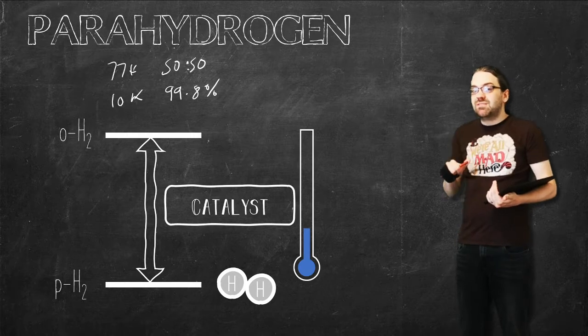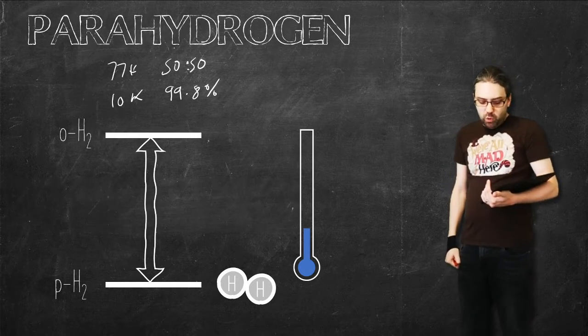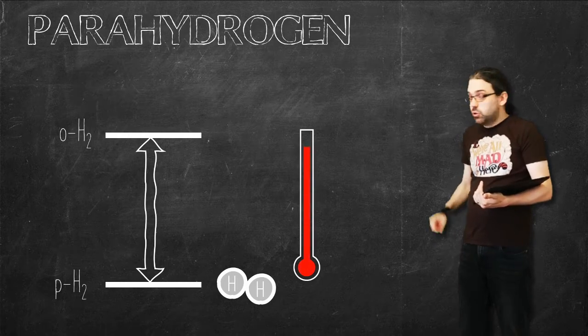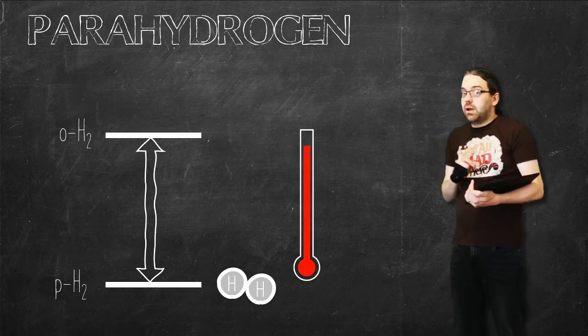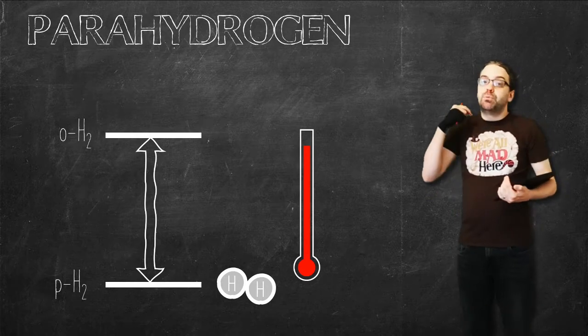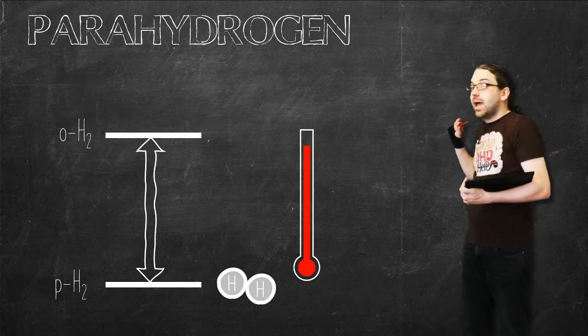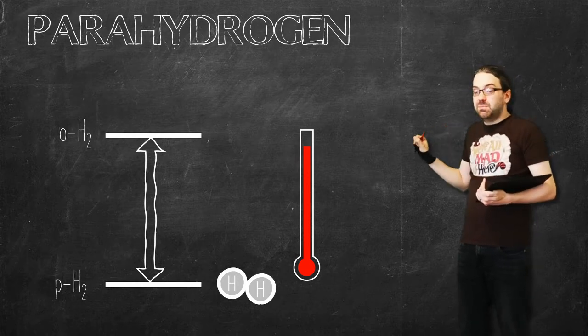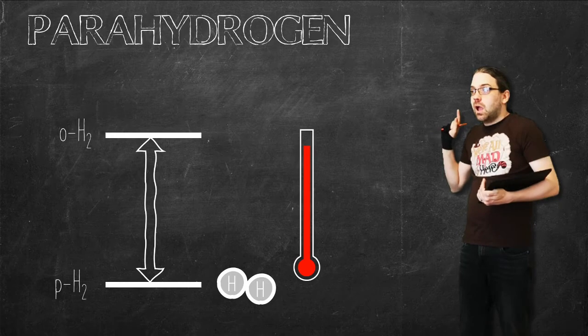And because it's a spin forbidden transition, when we warm it up in the absence of a catalyst, it persists. We keep parahydrogen there. So we can get a room temperature sample of pure parahydrogen and no orthohydrogen. We have selectively populated and can keep one of the spin states and not the other.